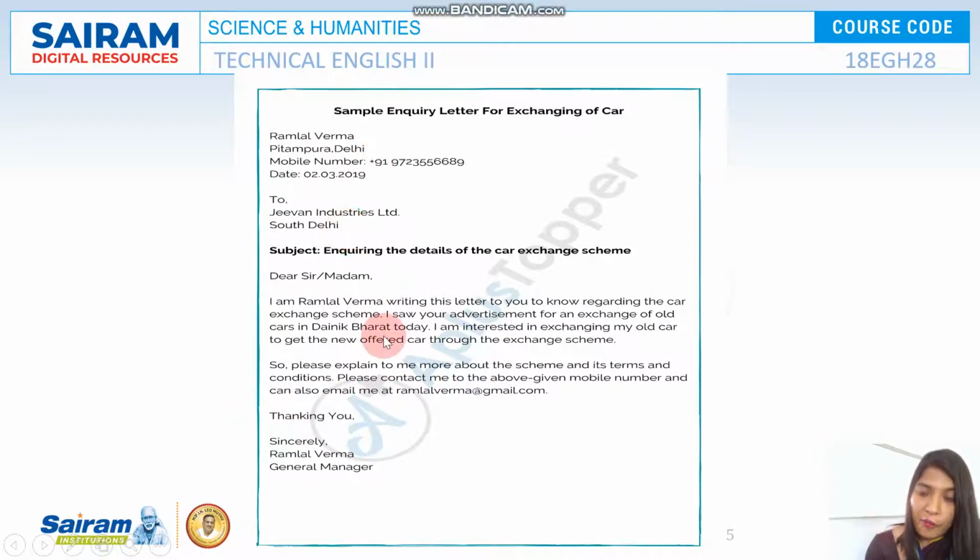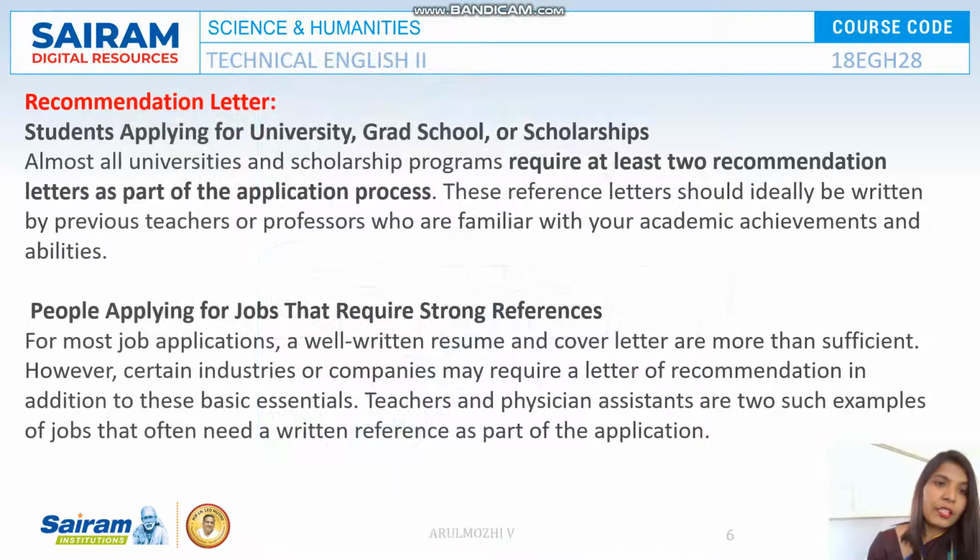So this is the format of it. This is a simple one. So this is the format of an inquiry letter. So here the sender is asking for the scheme and policy of an exchange advertised by the company. Now, next comes the recommendation letter.